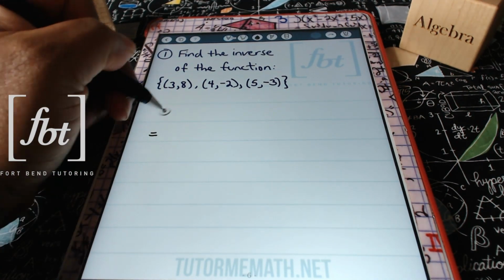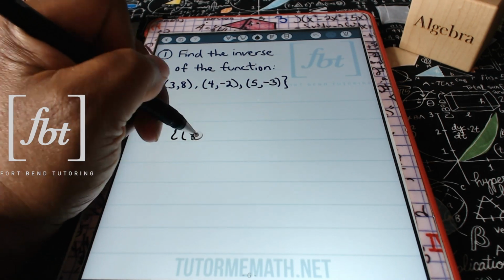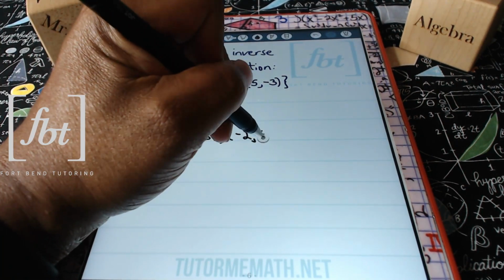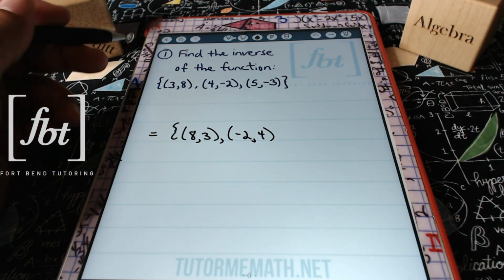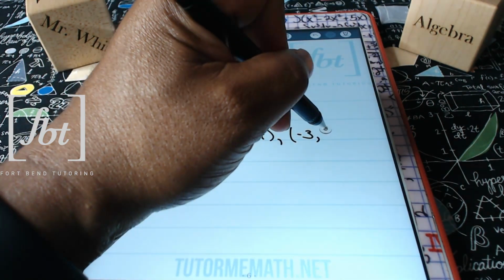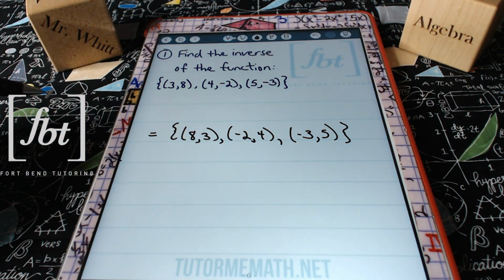Therefore, my inverse function is as follows. All I have to do is write it as 8,3. That's the first point. -2,4. That's the second point. Oh, you already know what the third point is? Yeah, it's going to be -3,5. You're exactly right. That is all it takes to find the inverse of a function. Just switch the x and y values.